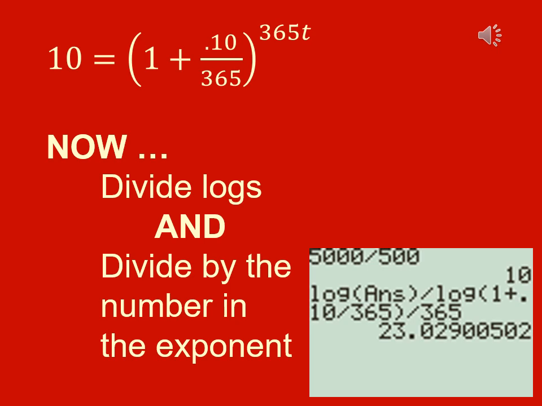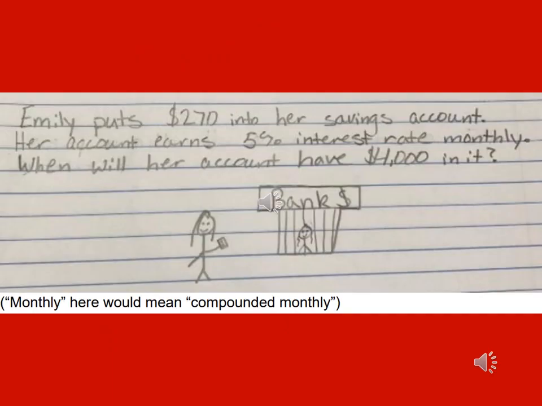And here's a real similar problem. I'm going to read the problem, and then I'd like you guys to try to pause and see if you can set up the equation. Here it says, Emily puts $270 in her savings account. Her account earns 5% interest rate compounded monthly. The problem just says monthly, but that would mean compounded monthly. The question is, when will her account have $4,000 in it? So take a minute, pause the video, and then let's compare what the equation is.